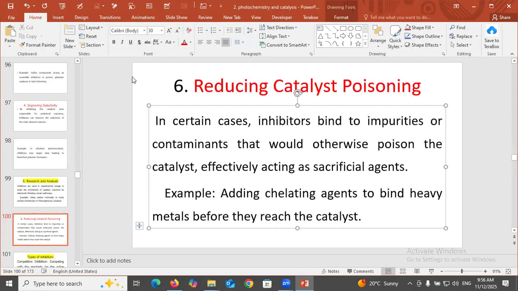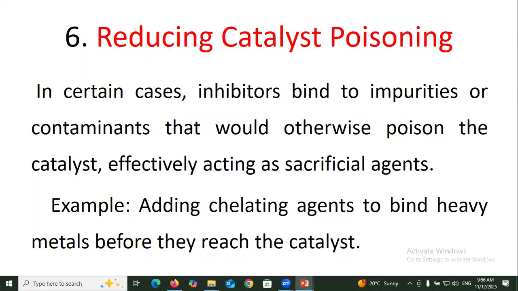Reducing poisoning: in certain cases, inhibitors bind to impurities or contaminants that would otherwise poison the catalyst, effectively acting as a sacrificial agent. For example, adding chelating agents to bind the heavy metals before they reach the catalyst.